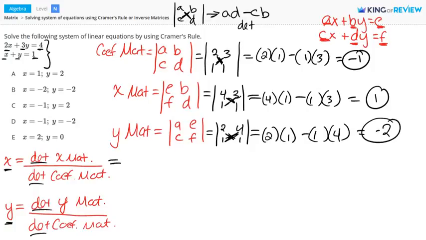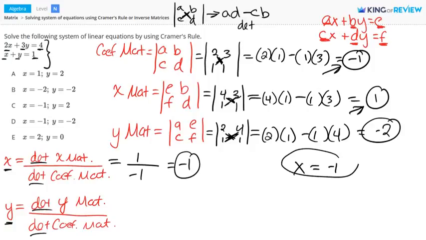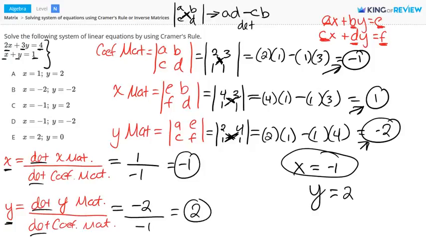So now solving for x, the determinant of the x matrix, we solved for that here, that's a 1, divided by the determinant of the coefficient matrix, that's negative 1. So this equals negative 1. X is equal to negative 1. And now for y, the determinant of the y matrix, that's negative 2, over the determinant of the coefficient matrix, that's negative 1, and this equals 2. So y is equal to 2.